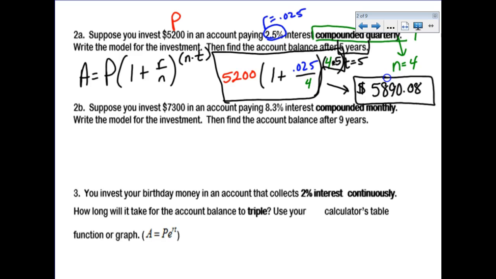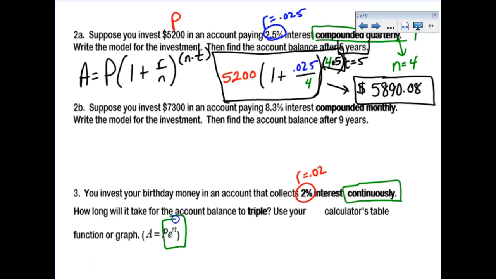All right, number 3. Some of you had a real tough time with this question on the last test. So we have birthday money. It's going to go into an account that collects 2% continuously. So 2%, that means a rate, but we're going to write that as 0.02. Continuously. What does that mean? All the time. So infinity won't work for the formula, so instead what they derived for you is a continuous formula.